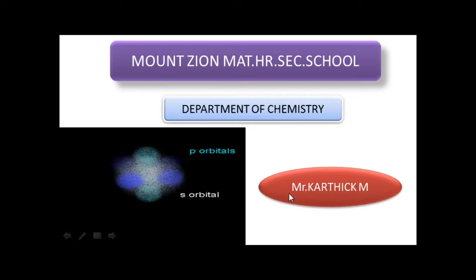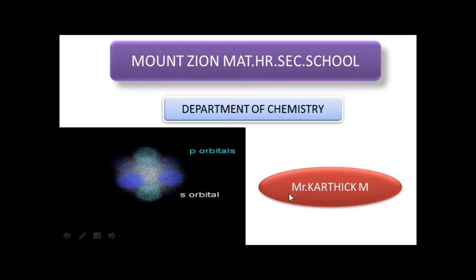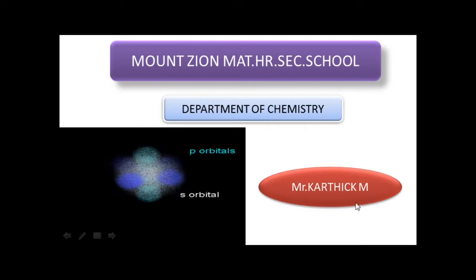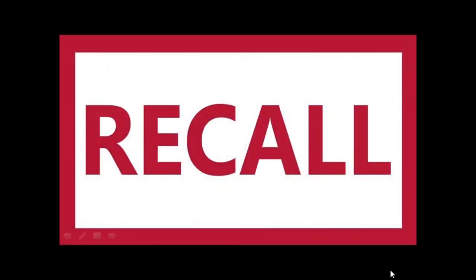Today we are going to learn a new topic, shape of atomic orbital. Before we enter the lesson, first recall what we already learned in the previous class. Okay, what did you learn in the previous class?